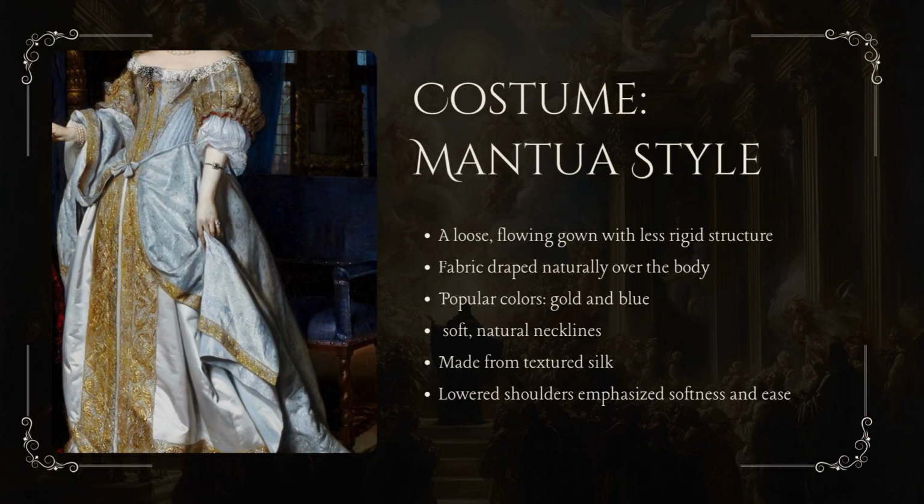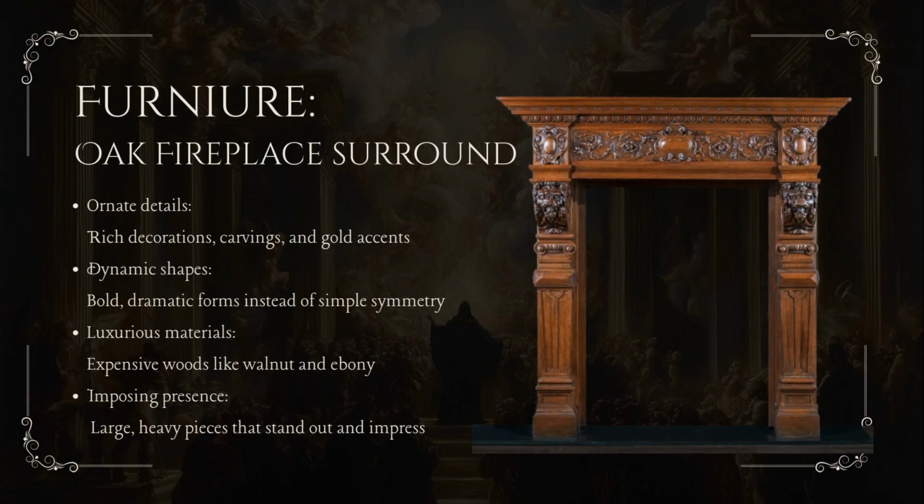For the costume, women's fashion shifted towards softness and movement. The mantua style emerged as a loose, flowing gown that draped naturally over the body, replacing rigid, structured shapes. Gold and blue were the most fashionable colors, while stiff, standing collars disappeared in favor of softer, natural necklines. Textured silk allowed garments to flow freely, creating a sense of motion and fluidity. The shape became more relaxed, with lower shoulders, billowing skirts, and gentle volume. This reflects an era devoted to pleasure, enjoyment, and indulgence.